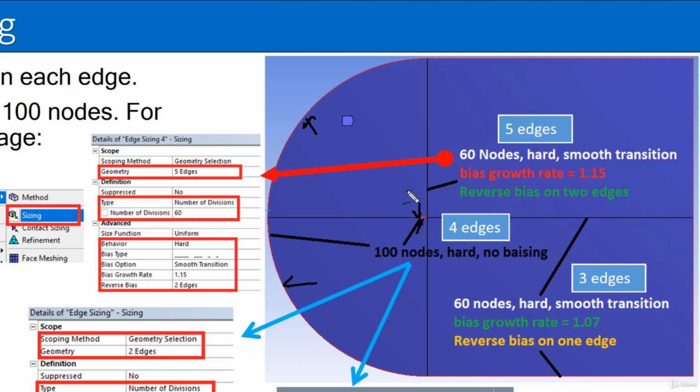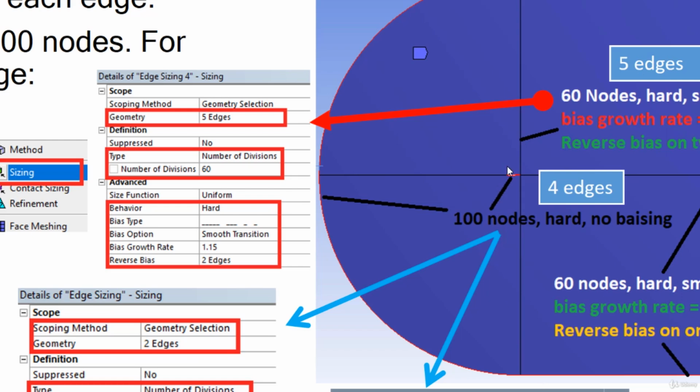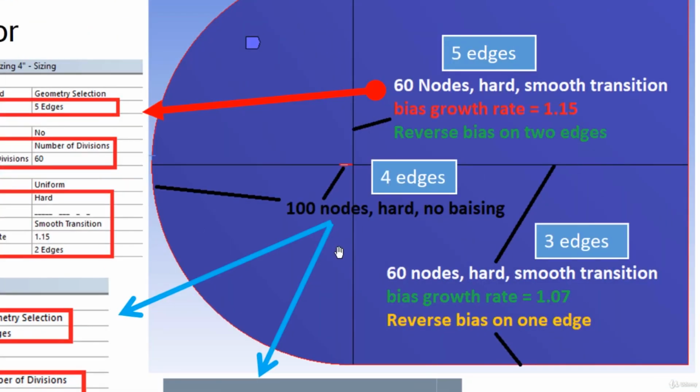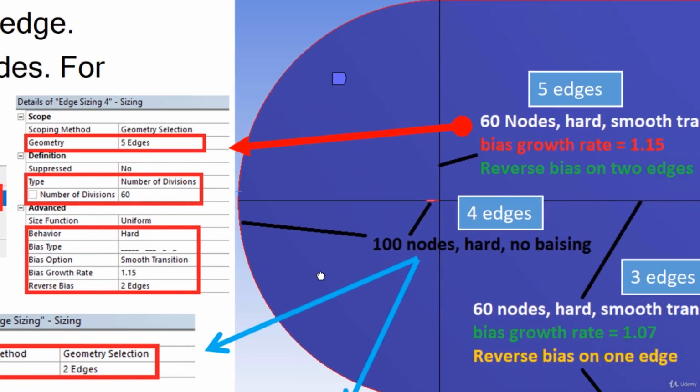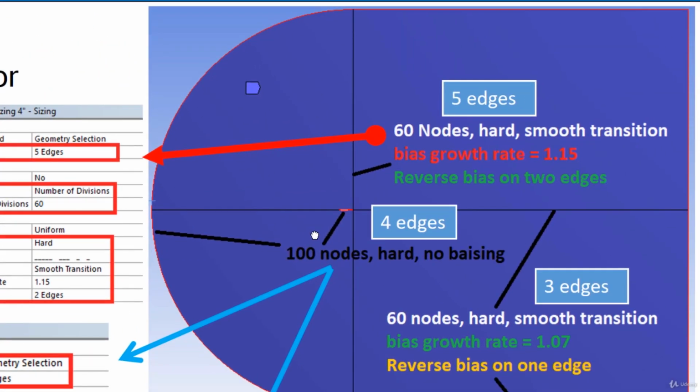So we will set the edge sizing. For the airfoil, the number of divisions is 100, and they are uniform. So we have no biasing or sizing on one side or the other side. They are uniform on all four edges, two edges of the airfoil and two edges of the domain.